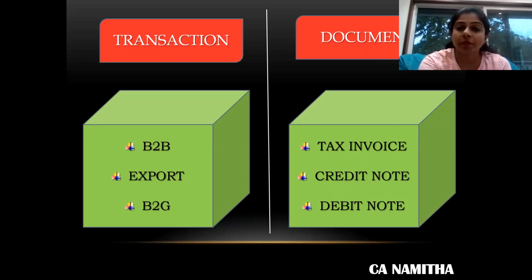Coming to the document part, which are the documents for which e-invoicing is applicable? It is applicable on tax invoice, credit note, and debit note. It is not applicable for bills of supply and delivery challan. Let me repeat, it is applicable on tax invoice, debit note, credit note, and it is not applicable for bills of supply and delivery challan.